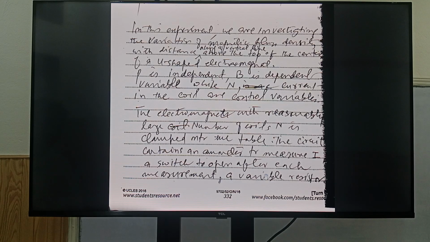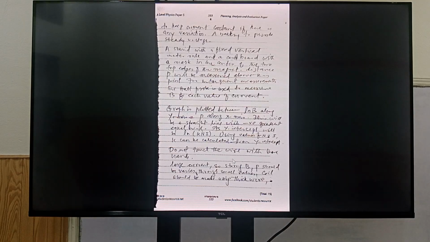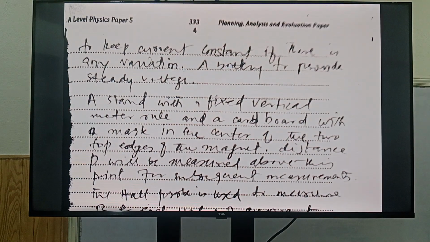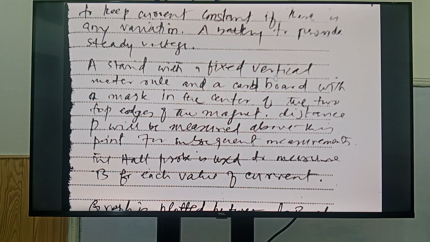A variable resistor is also used to keep current constant if there is any variation. A battery is provided for a steady voltage. So all these things you have mentioned in the picture as well, and you have provided a detail here and their purpose. Then a stand with a fixed vertical meter rule and a cardboard with a mark in the center of the two top edges of the magnet.